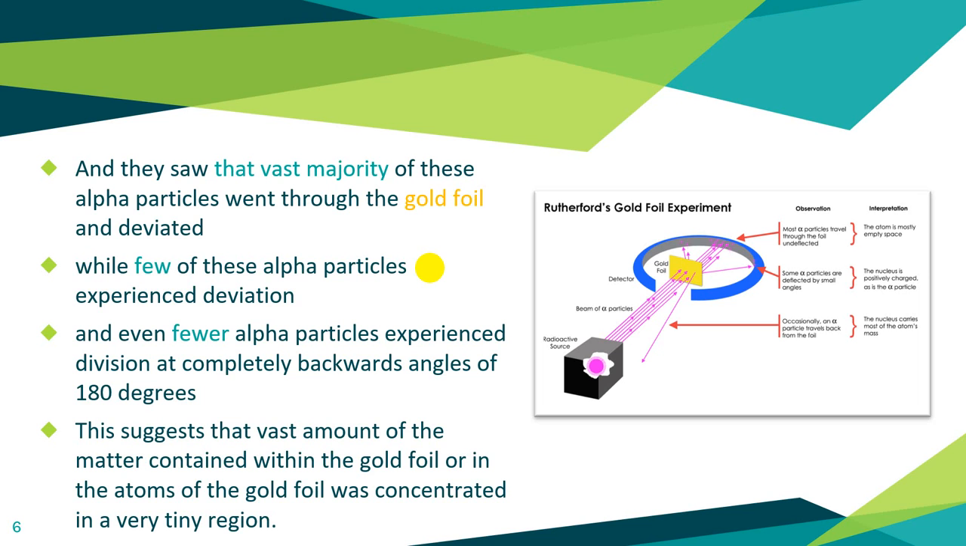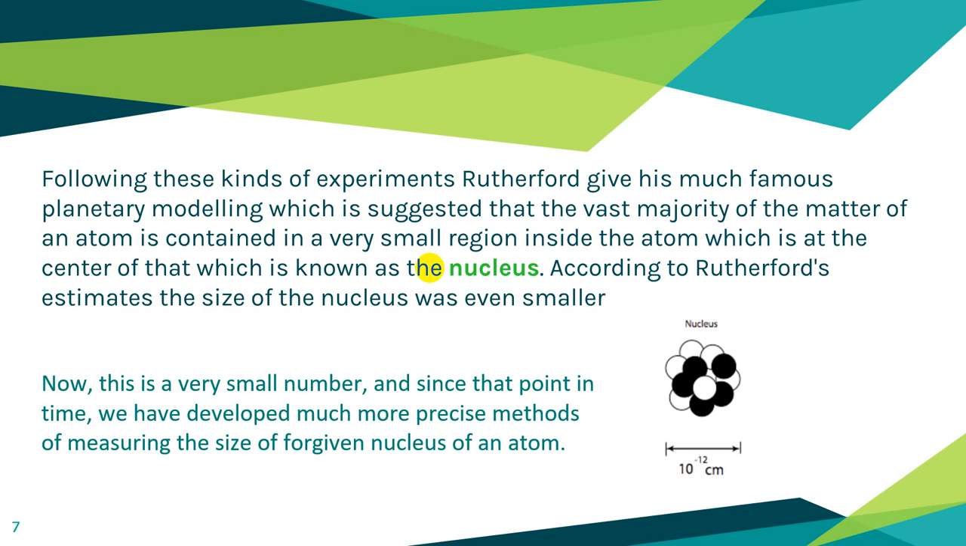This suggested that the vast amount of the matter contained within the atoms of the gold foil was concentrated in a very tiny region. Following these experiments, Rutherford gave his famous planetary model, which suggested that the vast majority of the matter of an atom is contained in a very small region at the center, known as the nucleus. According to Rutherford's estimates, the size of the nucleus was around 10 to the power minus 12 centimeters.